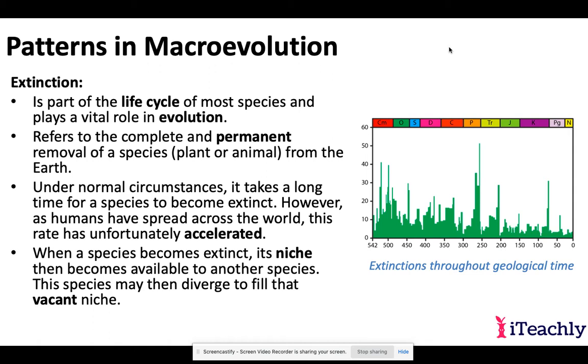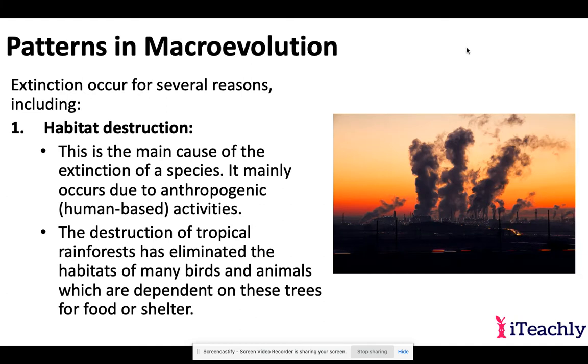When a species becomes extinct, its niche, remember that's its role, then becomes available. So there's this empty space. And so that empty space will allow for new species to fill in that empty gap and that empty hole. Well, right now we have way too many holes and way too many gaps caused by human activity. So how are we doing this? Well, habitat destruction. We're destroying their habitats. We're disrupting their habitats, so they have no place to live, and so they go extinct.